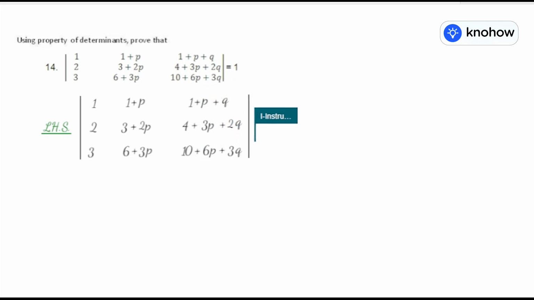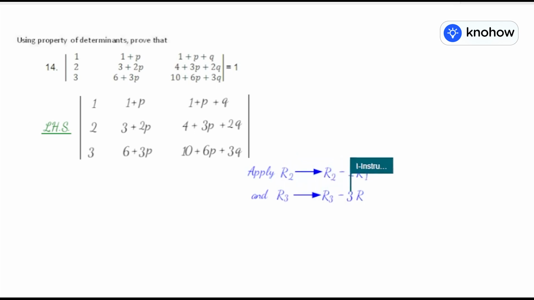Okay. And now as I discussed with you, you replace R2 by R2 minus 2 R1 and replace R3 likewise by R3 minus 3 times R1. See what you get, keeping of course the elements of row 1 intact. So you have elements of row 1: 1, 1 plus P, 1 plus P plus Q.